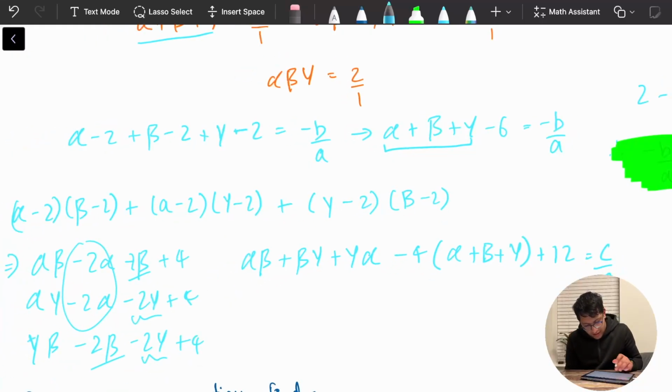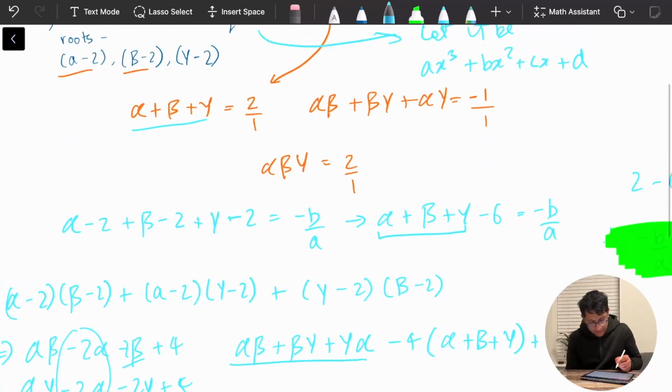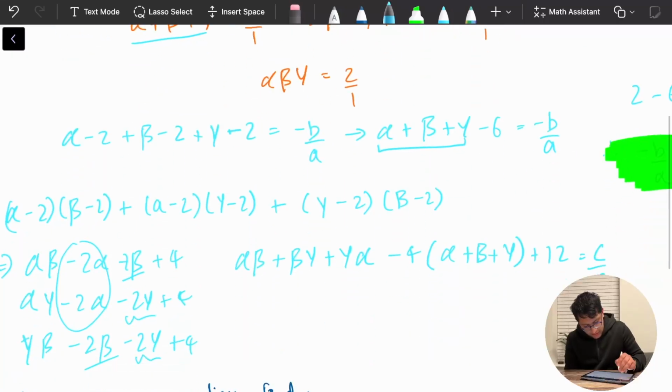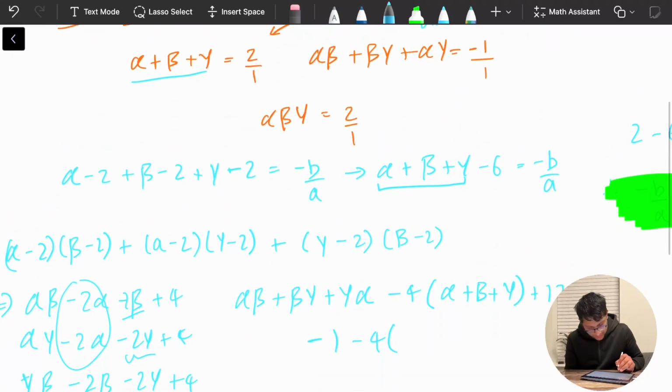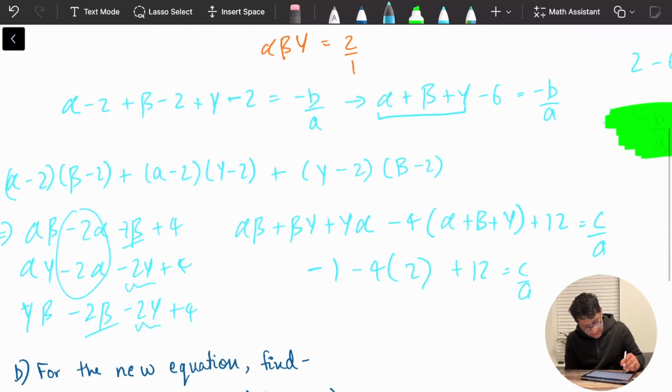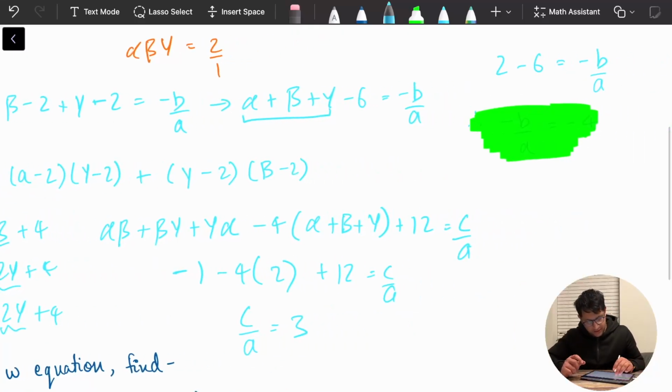And we know the pairs are here. This is nothing but minus 1. So minus 1 minus 4 times 2 plus 12 equals c by a. Therefore, c by a equals, so minus 8 plus 12 is 4, minus 1, 3. Cool. c by a is 3, minus b by a is minus 4.